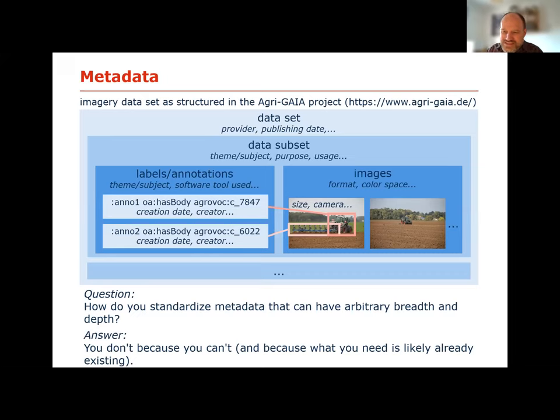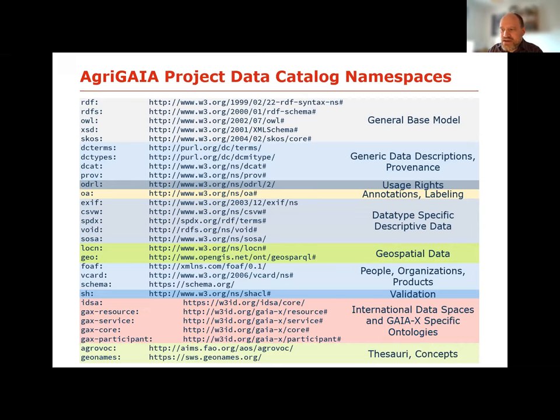And the answer is, I think you don't, because you can't, because it takes human agreement and that will take lots of time and it will be very difficult. And the other point is, I think what we need is mostly already existing. That is the point I will illustrate shortly now. I won't go into detail on how this is enabled. Probably most of you are familiar with the RDF-based data model and know that it is very easy to flexibly combine different RDF vocabularies.